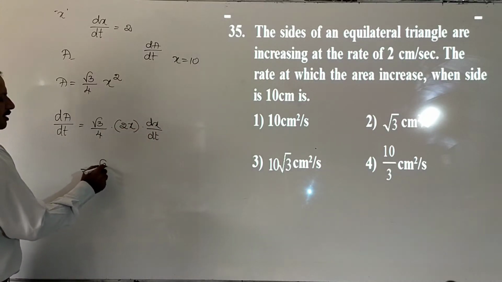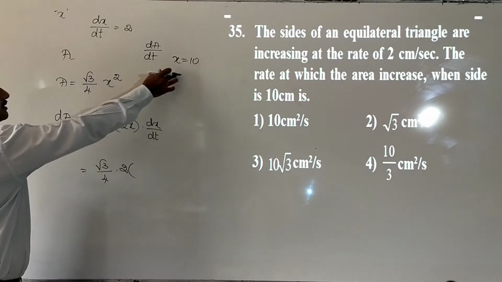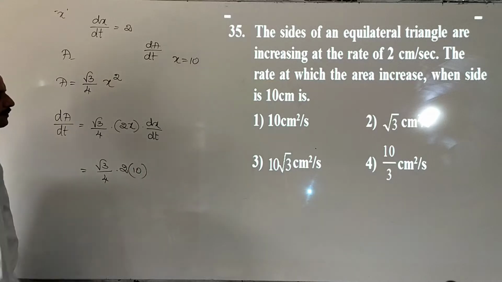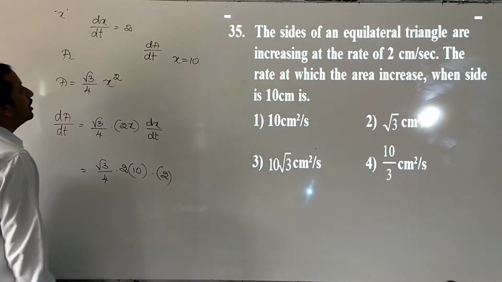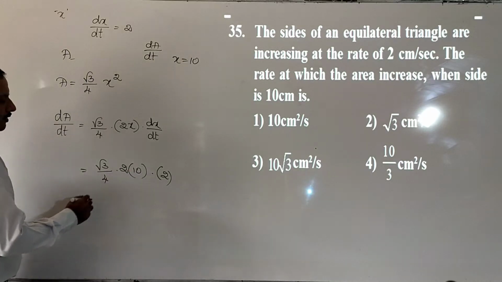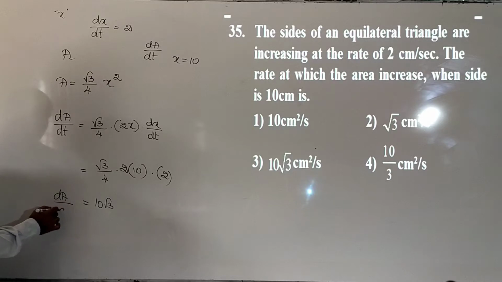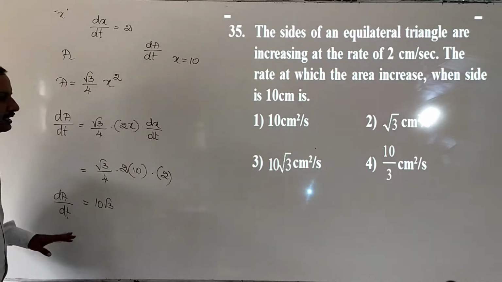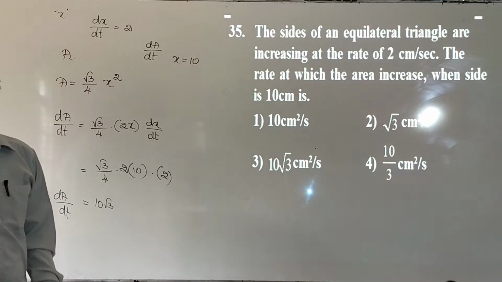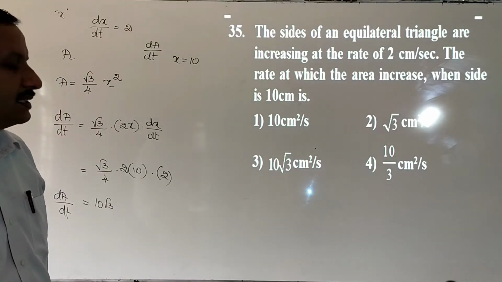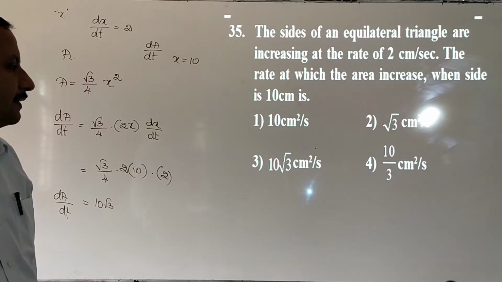Substitute root 3 by 4 into 2 into x. What is x? x is 10. Into dx by dt, which is 2. So 2 into 2, 4 gets cancelled. Answer is 10 root 3. dA by dt is equal to 10 root 3. This suggests that the area is increasing at the rate of 10 root 3 square centimeter per second, which means the third option is the right answer.